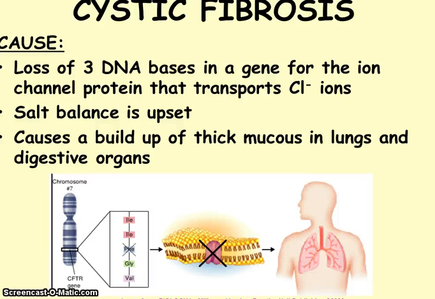Cystic fibrosis is a lot like PKU, it's that breakdown of a protein. What happens is it loses 3 DNA bases in a gene that codes for a channel protein that transports chloride back and forth. Without that chloride channel working, the salt balance is upset. It can't go through, which causes a thick buildup of mucus.